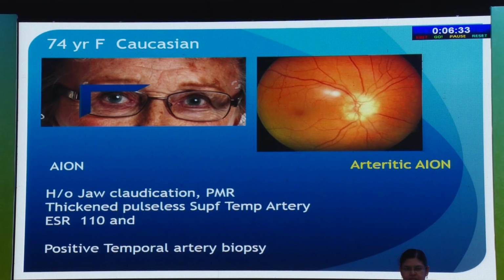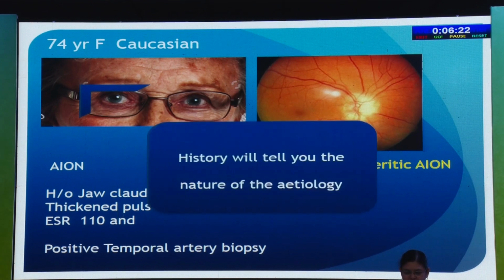And then on asking history, she had all the features of jaw claudication, polymyalgia rheumatica, she had an ESR which was very high, and the positive temporal artery biopsy. So the history is very suggestive that it's a vascular cause.